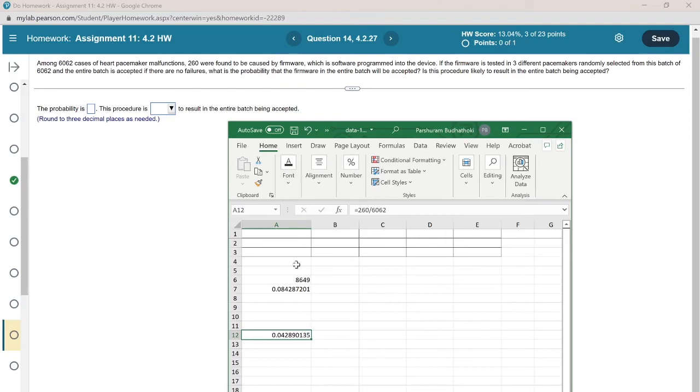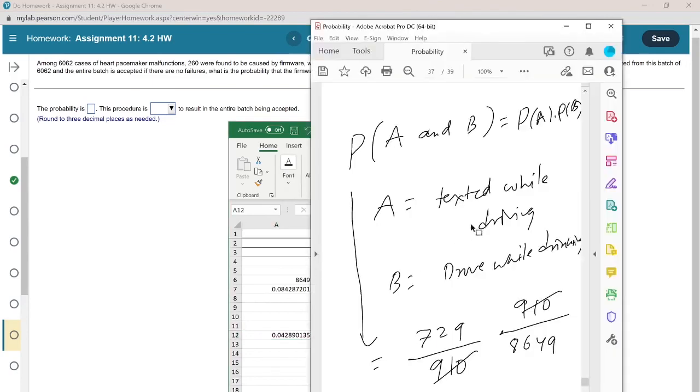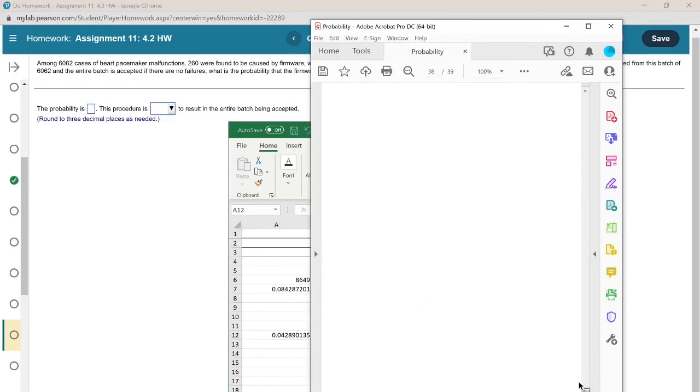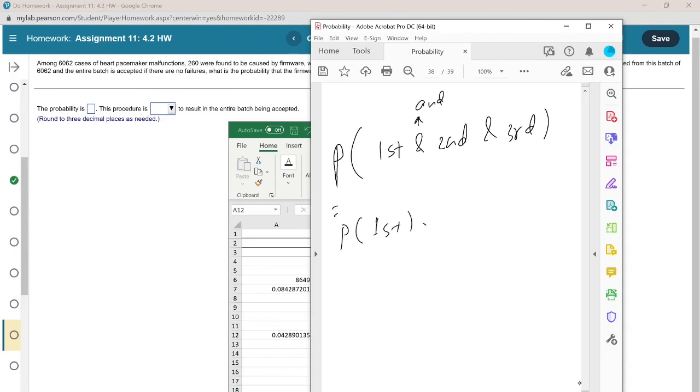So what is the failure probability? To find that, we can just use this formula. Okay, so there are three: the probability of the first one and the second one and the third one. So there is an AND. We can find the probability of the first one times the probability of the second one times the probability of the third one. We can assume that all of them are independent because the sample size is very small. The 3 is very small compared to the population. Very small means less than 5%.